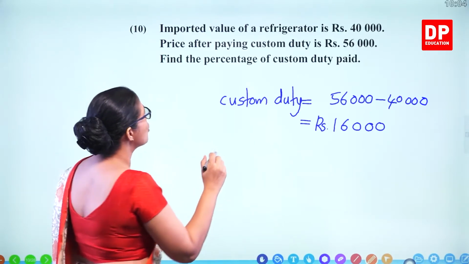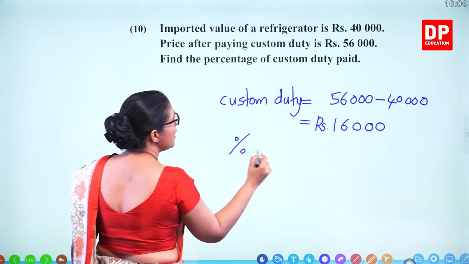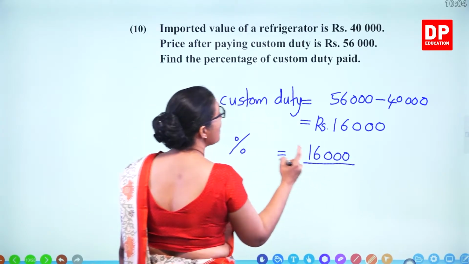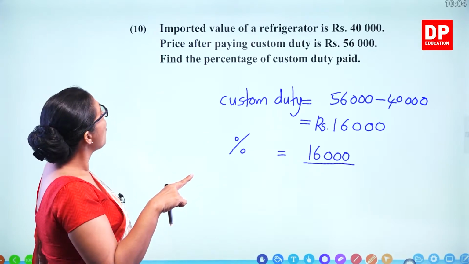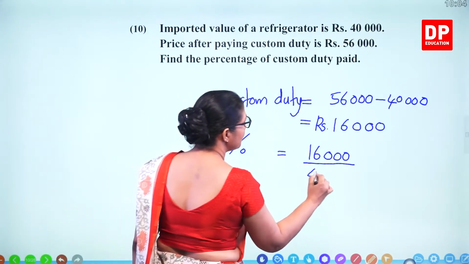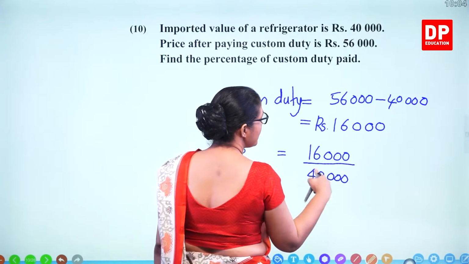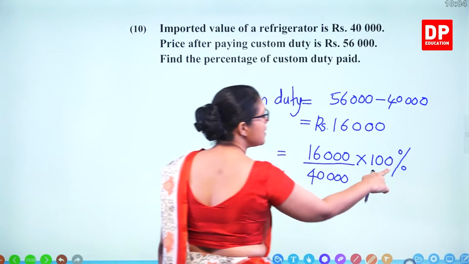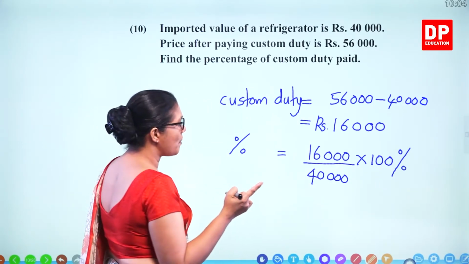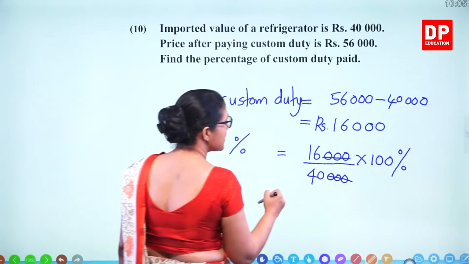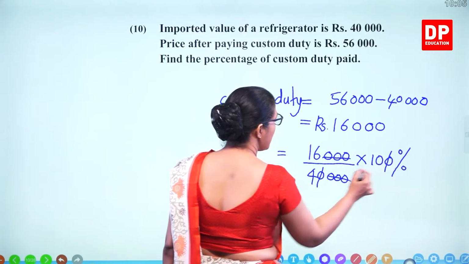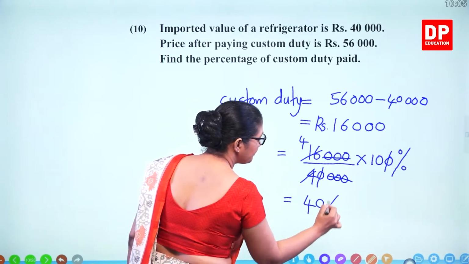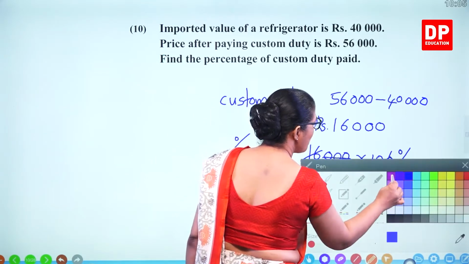So the percentage custom duty is equal to the custom duty value divided by the price of the refrigerator, 40,000, before paying the tax. You have to put it into 100%. Multiply by 100 means divide by 100. So that's the percentage mark. So 3 zeros get cancelled out. This 0 with this, 4 times 4, 4 into 10, 40%. So 2 marks for that.